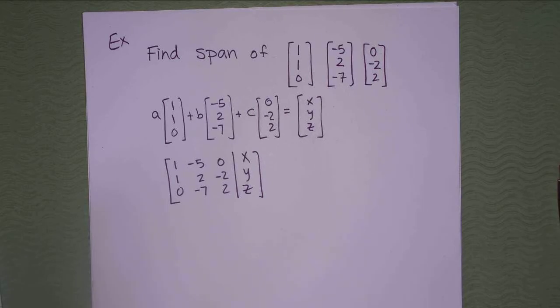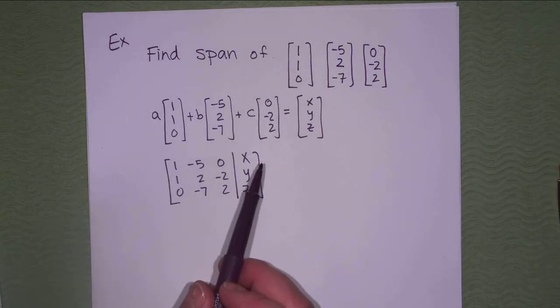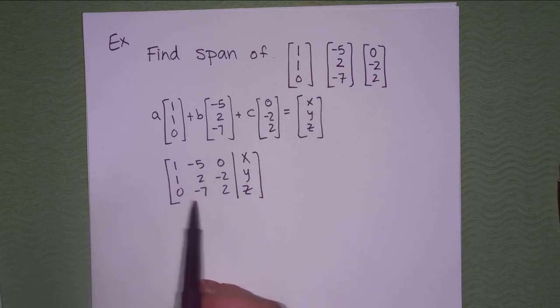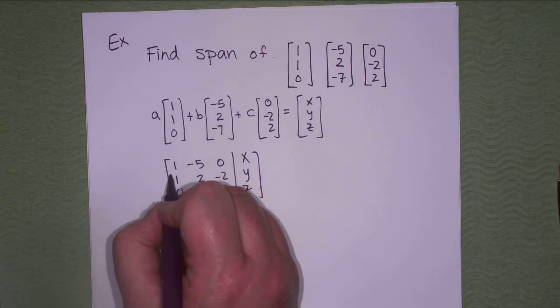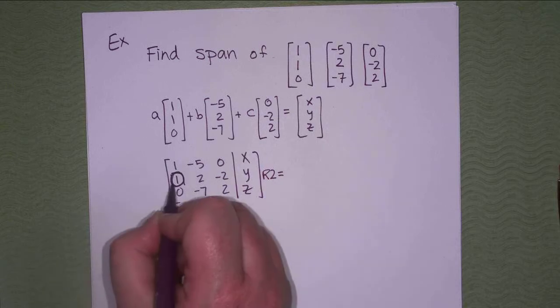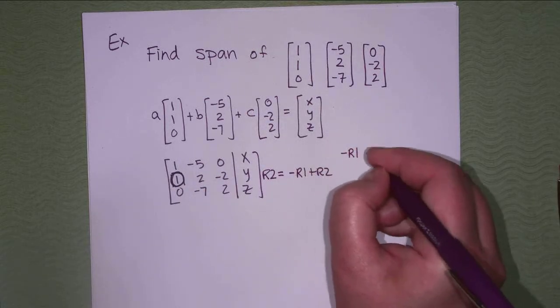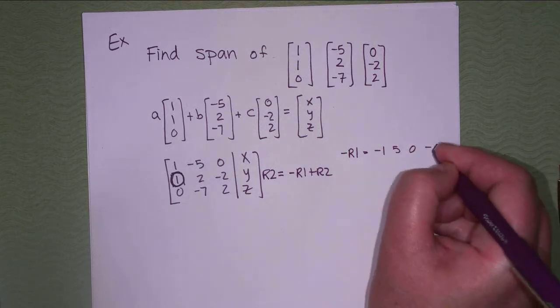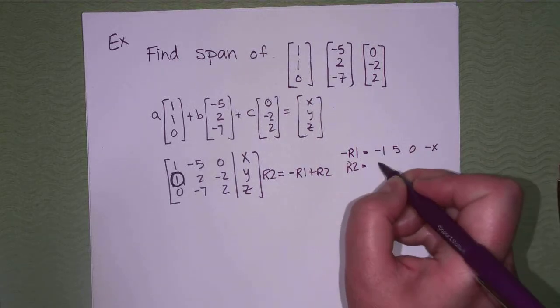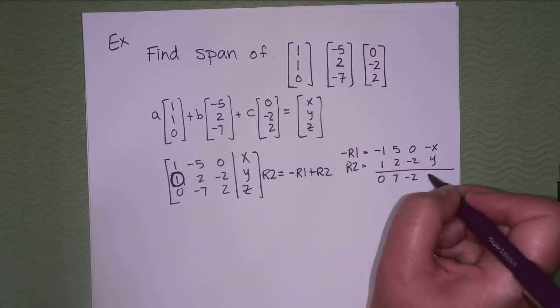But again, when you're looking for the span, you're really looking for the lead ones. There's a lead one for the first row, so we don't really even need to ever change the rest of the first row. What we need to do is rearrange this so that we can see if there's a row of zeros or not at the bottom. So, first step would be to make this into a 0. So that's in row 2. It's a 1, so this needs to be a negative 1. Add row 2. 0, 7, minus 2, y minus x.